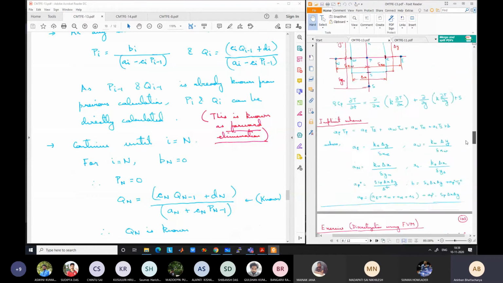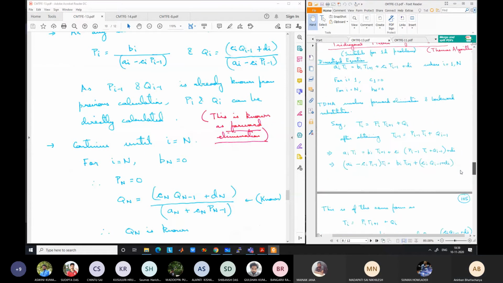Bn is for the next grid point, right? So for i equal to n, Bn equal to 0. It means that there is no Ti plus 1 term. So if Bn is equal to 0, what is the value of Pn? Pn is 0, right? Because Bn is equal to 0.